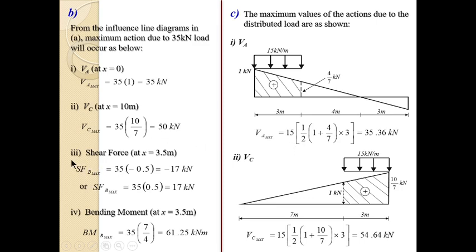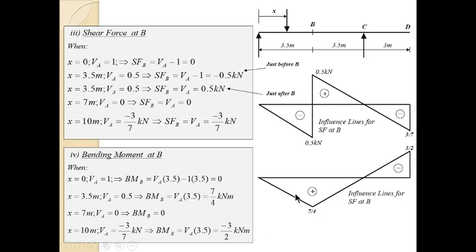So that is why we come here. We say maximum shear force at B is 35 multiplied by minus 0.5, which gives us minus 17. This one is 35 multiplied by 0.5, which gives us 17. So either minus 17 or plus 17, they are maximum. The only difference is the direction. The minus 17 shows that the shear force is coming down, plus 17 shows the shear force is going up. So we now go to the bending moment diagram.